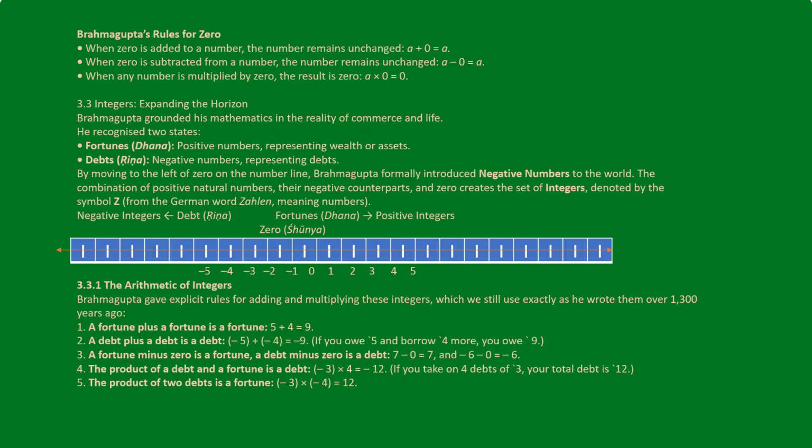What are they? They are the positive numbers representing the wealth or the assets which you have. The debts, or the rina, are like negative numbers representing debts. So if you consider the number line, if we move towards the left on the number line, Brahmagupta formally introduced the negative numbers to the world.